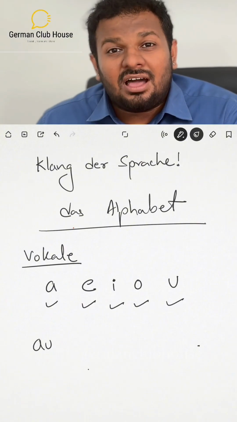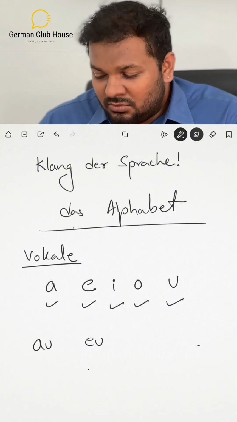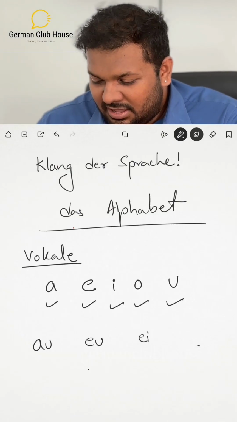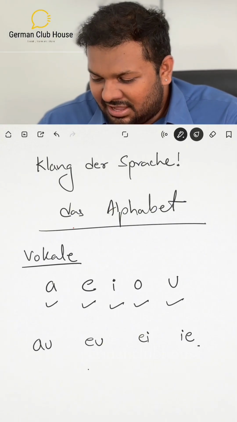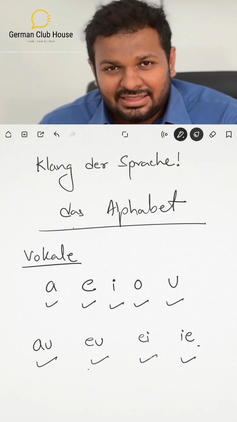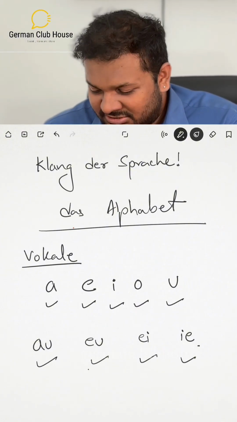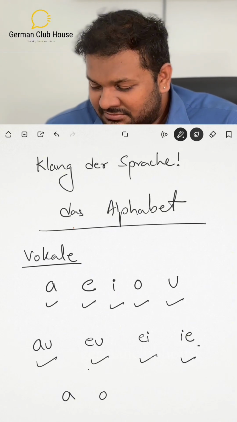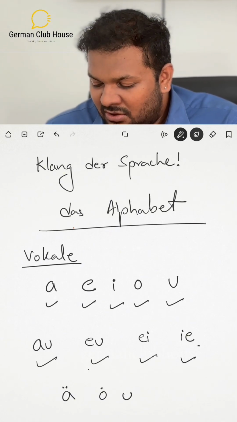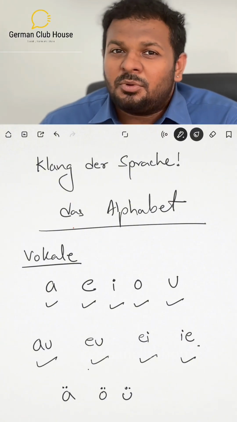The next set of letters you want to master are the diphthongs. A, U makes "ow". I repeat, it's "ow". A, U, "oi". A, I, and E, I. So, "ow", "oi", "eye", "ee". Right after that, we'll move on to the umlauts. Now, there are three letters majorly that we use: A umlaut, O umlaut, and U umlaut. Most important is the pronunciation.